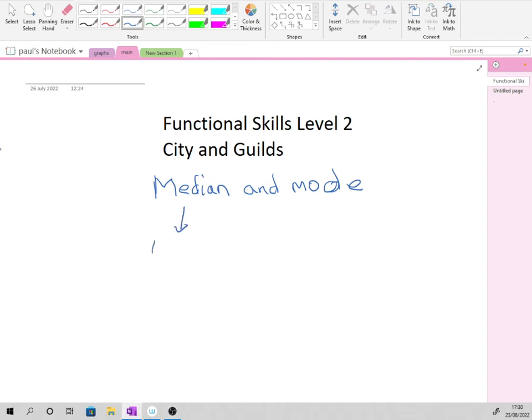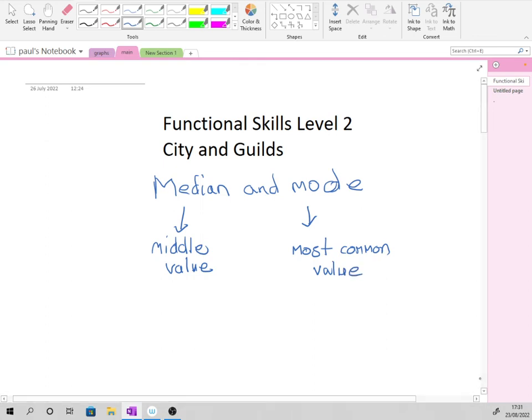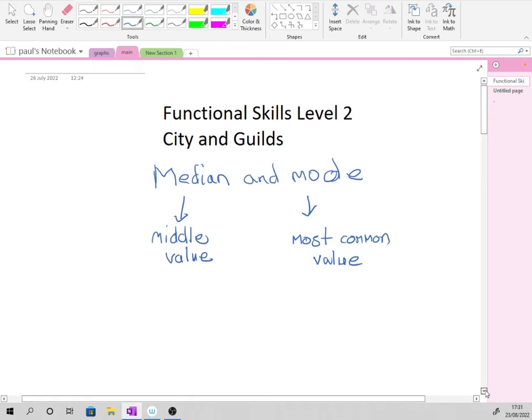The median is the middle value. Not necessarily the middle number, because there might not be a middle number, but the middle value. And the mode is the most common value. And the mode is dead easy, so we'll do that one first.